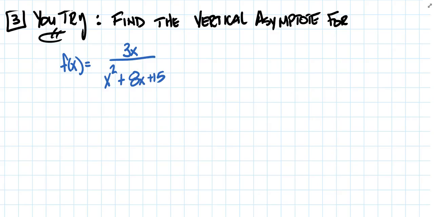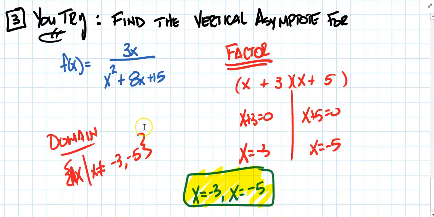Okay, box number 3, here's a you try. I want you to find the vertical asymptotes for this rational function. Okay, the solution is to factor the denominator of x squared plus 8x plus 15 into x plus 3 times x plus 5. Solve each of those for 0. You get x equals -3 and x equals -5. Therefore, the domain is all real numbers x such that x is not equal to -3 or -5. Thus, the vertical asymptotes will be located at the vertical lines x equals -3 and x equals -5. Boom.